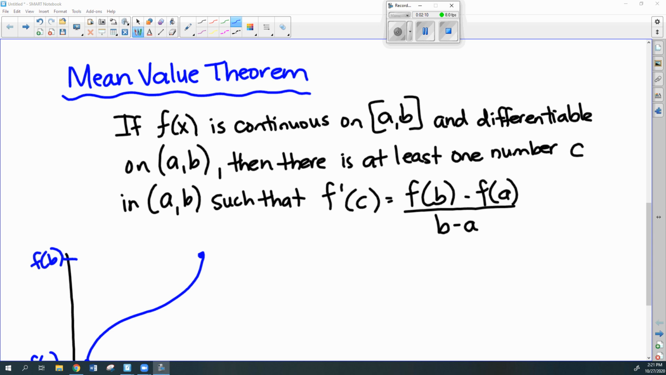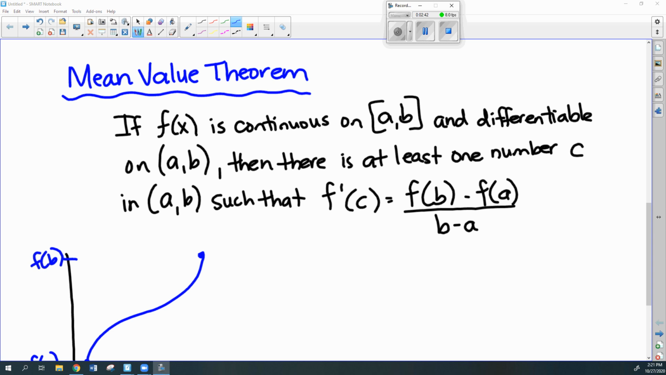All right, so the mean value theorem says if f of x is continuous on the closed interval from a to b and differentiable on the open interval from a to b, then there is at least one number c in that open interval such that the derivative at c is equal to the difference quotient of f of b minus f of a over b minus a.